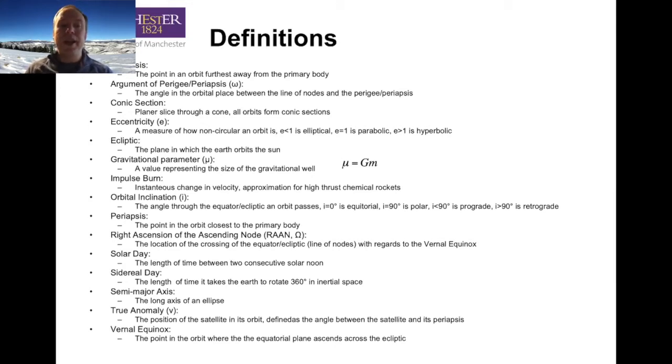The ecliptic is the plane in which the Earth orbits around the sun. Now, this is important because we use that when we look at orbits and transfers through the solar system. But we also use that when we relate things with the Earth-fixed, Earth-centered orbits that we have. Gravitational parameter, mu, is just G times the large mass, the gravitational well. It's how deep in the well we are.